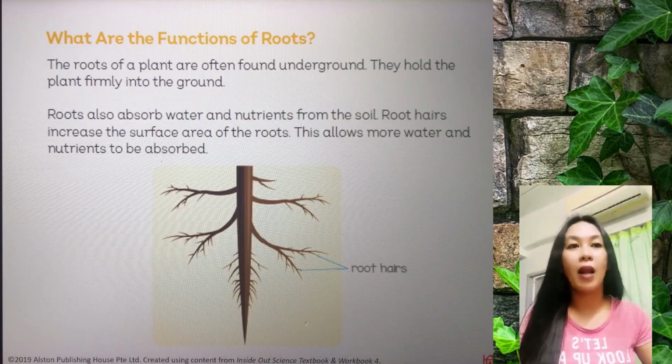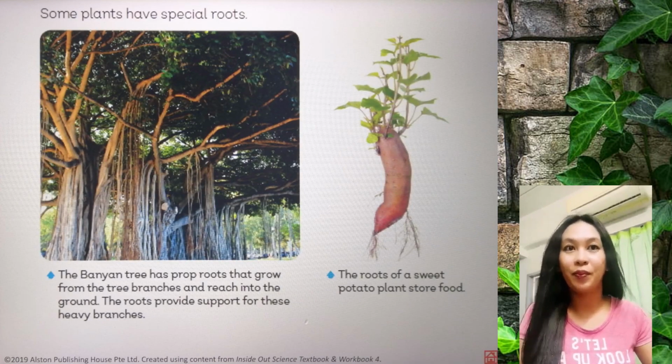So the roots of a plant are often found underground. They hold the plant firmly into the ground. The main function of the root is to absorb water and nutrients from the soil. Root hairs increase the surface area of the roots and they allow more water and nutrients to be absorbed. So the root hairs are the ones responsible for absorbing nutrients and water from the soil.